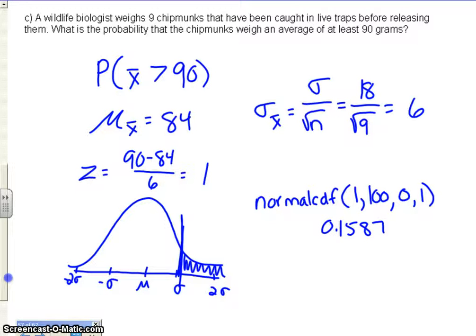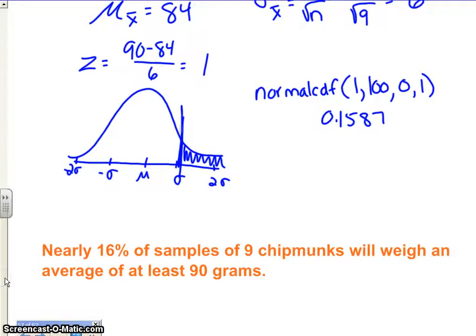All that's left is the interpretation. So I'm looking at about 15.87% here. So let's see. It said nearly 16% of samples of 9 chipmunks will weigh an average of at least 90 grams. Very simple interpretation here. We're hitting that it's a sample, the size of the sample, and what the sample was measuring. What was the actual average we were looking for?